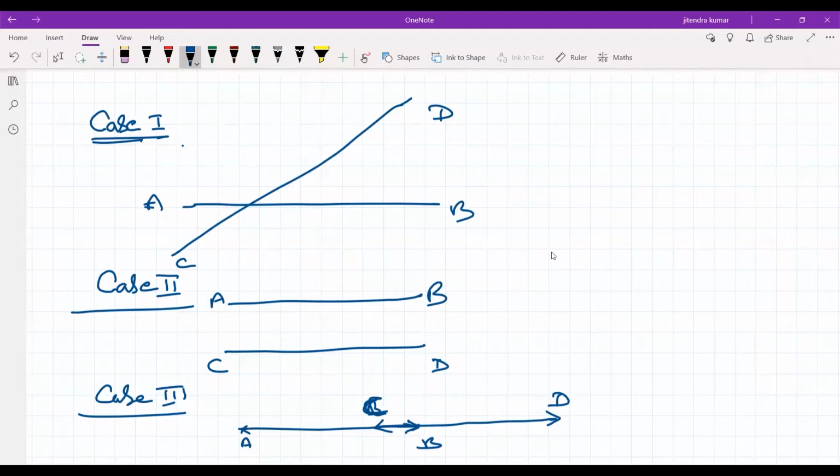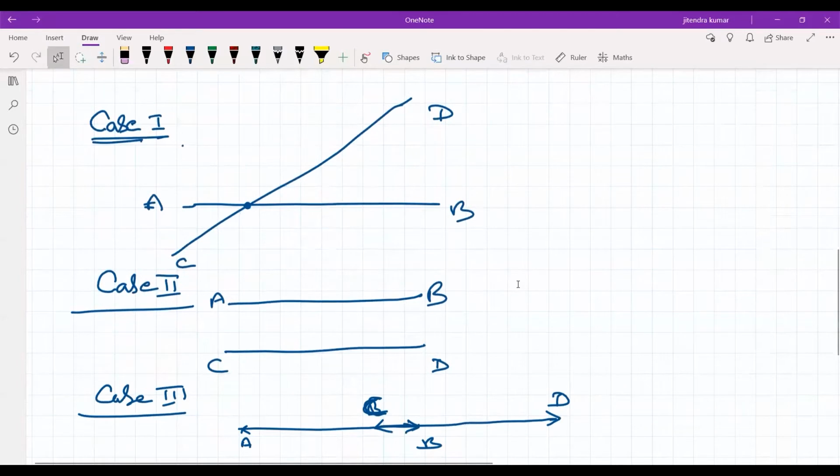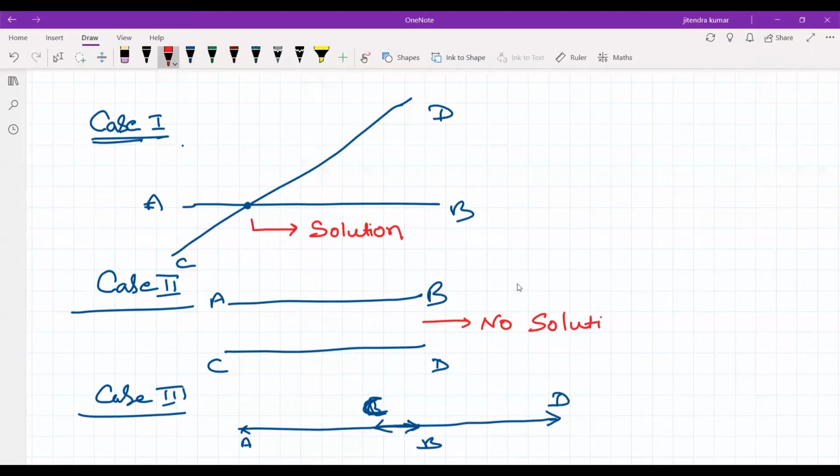In these three cases, the solution is basically the point where both lines are cutting each other. So this is the solution in case one. In case two we have no solution, and in case three we have infinite solutions.